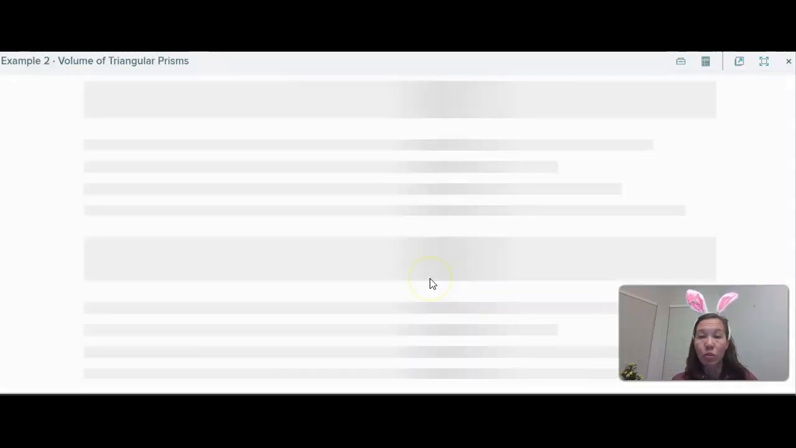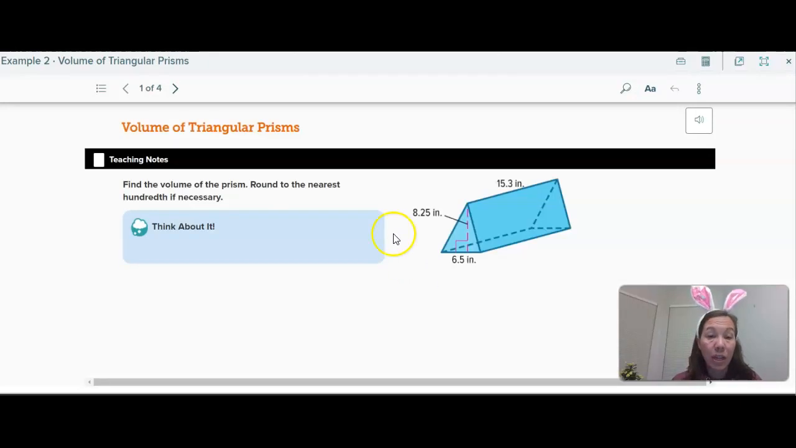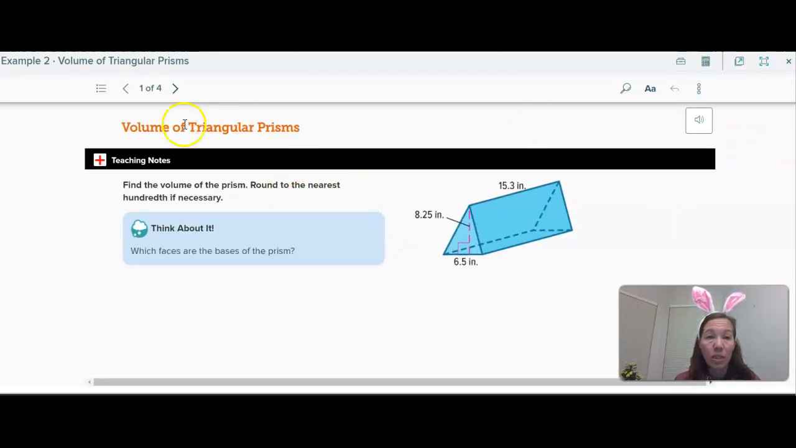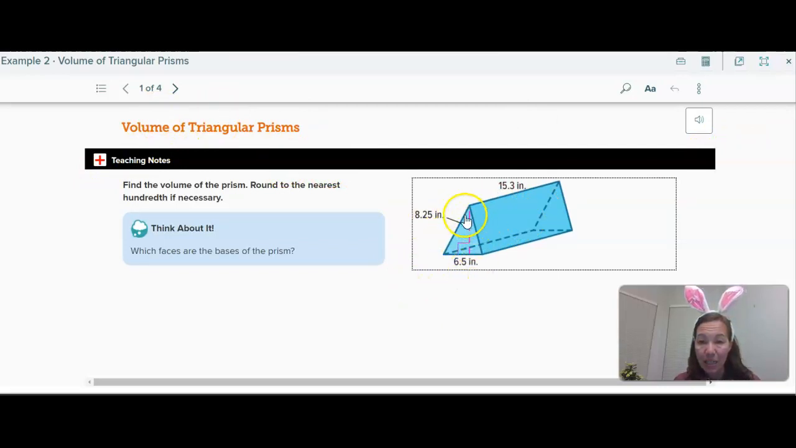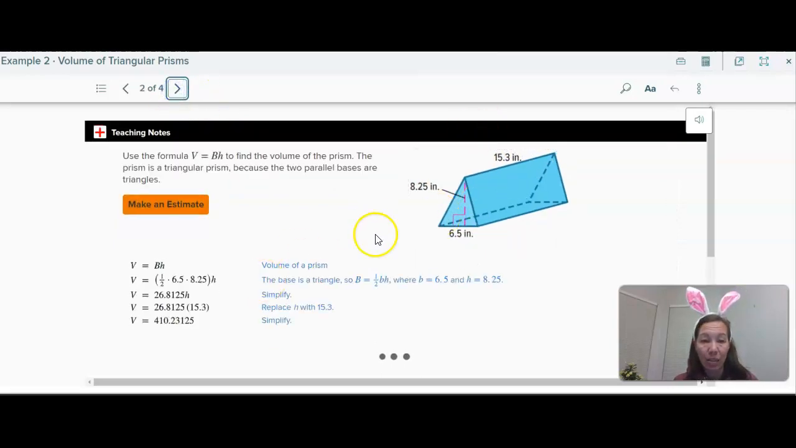Let's look at the volume of triangular prisms. So with the triangular prism, we're going to use the area of the base times the height. Now in this case, the base is this triangle here, so we have to find the area of this triangle, and then the height is 15.3, the length of that rectangular side.